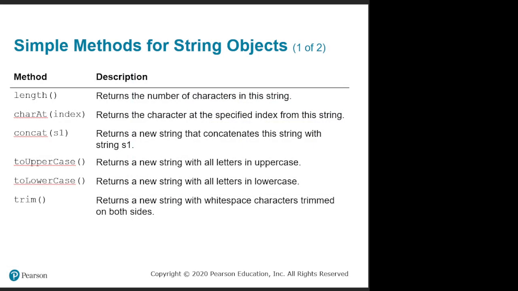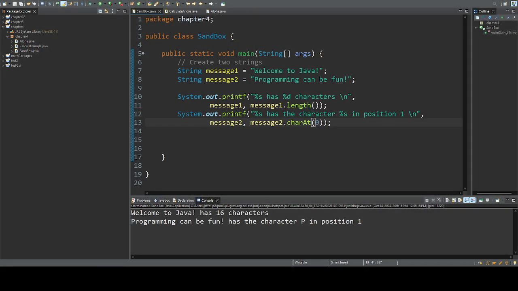And let's look at the other methods. So we've got length, character at. Let's concat the two strings together. Let's put the two strings together, and then we'll play with toUppercase and toLowercase. So I'll make a new string, String combined equals message 1 dot concat message 2. And then I'll print out this combined.